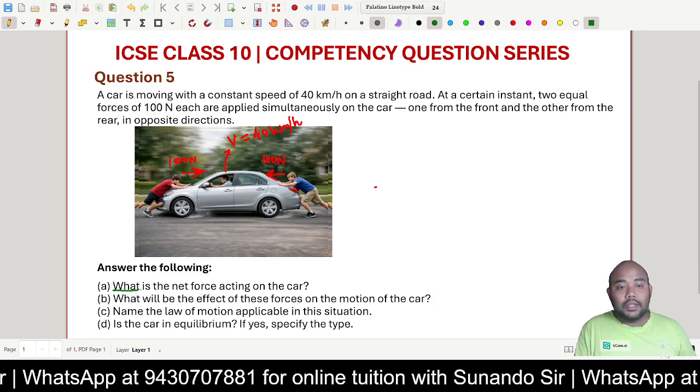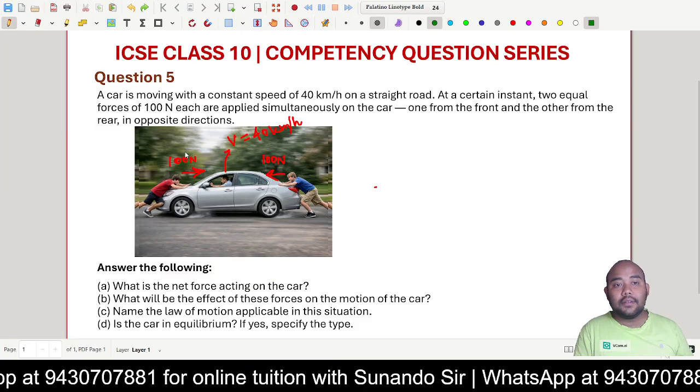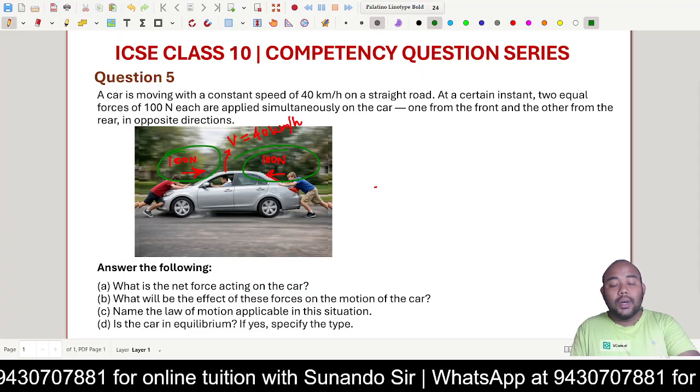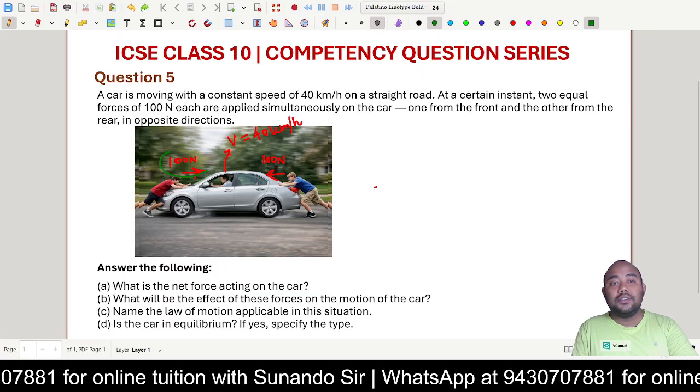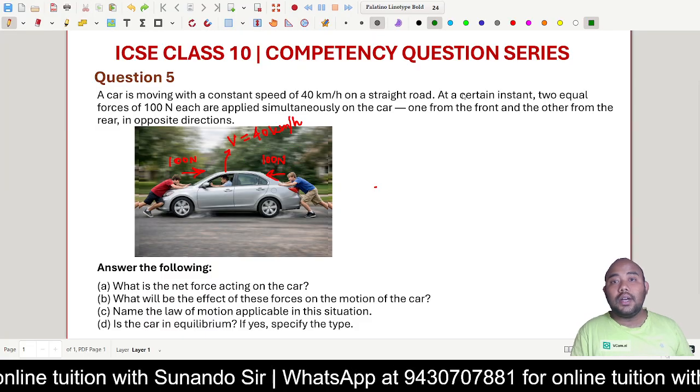Now, what is the question? What is the net force acting on the car? We are talking about these two forces. What is the net force acting on this car? Will these two forces add to each other? 100 plus 100, so the net force is 200 Newton?